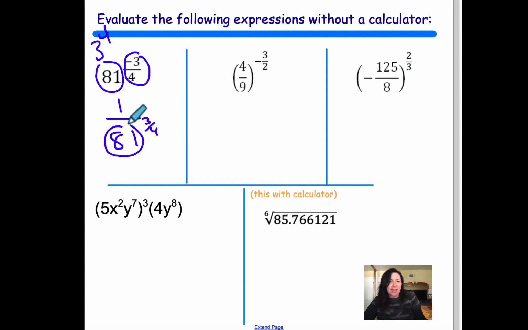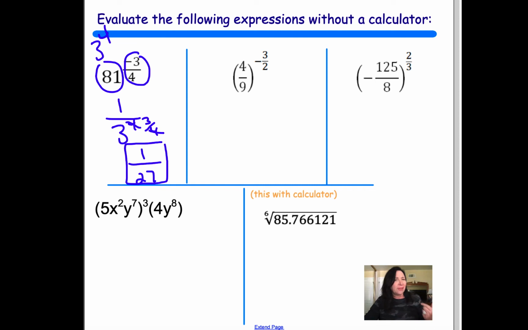And then I would take this 81 and I would replace it with 3 to the 4th, because 81 is actually 3 to the 4th power. And so by doing that, I get 3 to the 4th times 3/4. The 4's are going to cancel and make 1. I'm left with 1 over 3 to the 3rd, which is 3 times 3 is 9 times 3 is 27. And then that would be my answer.